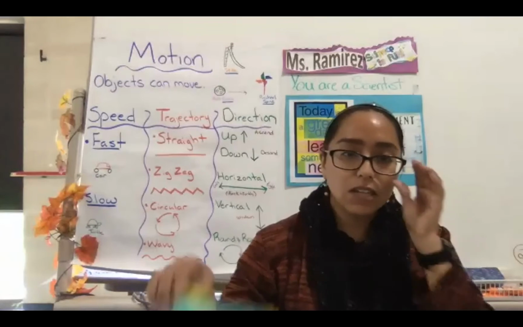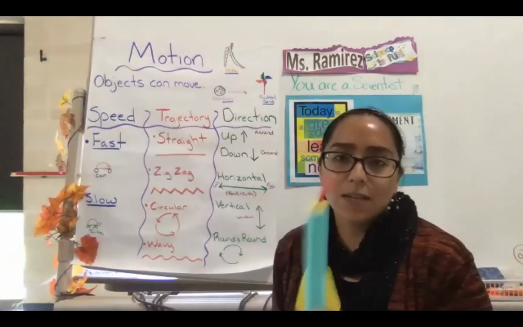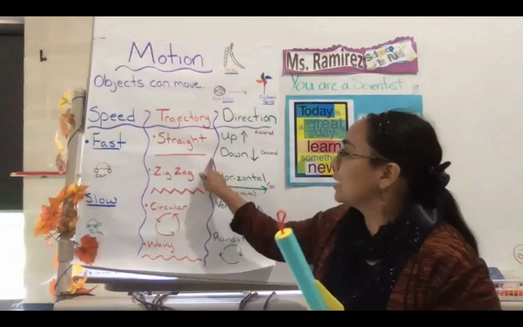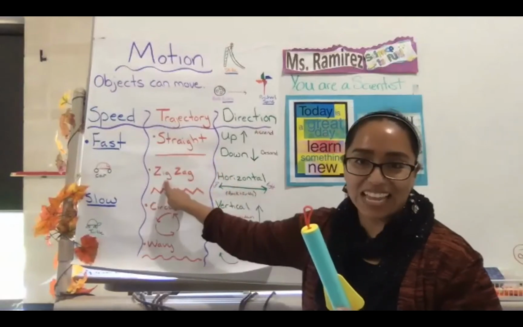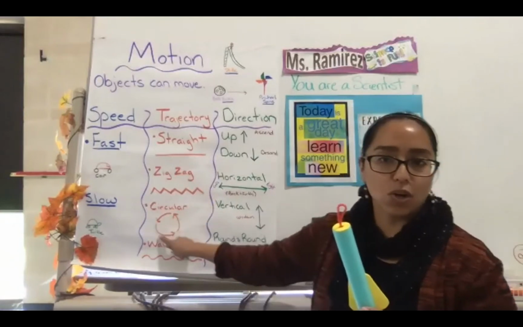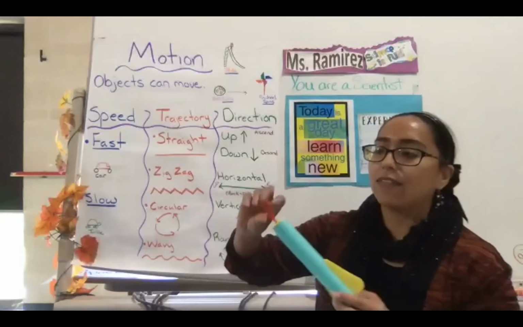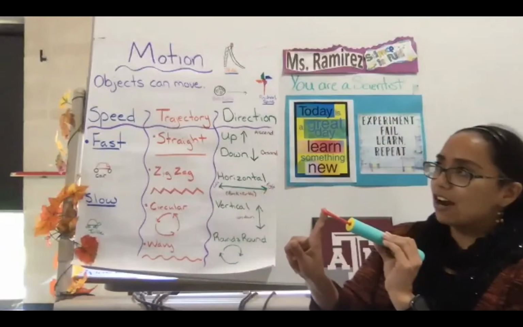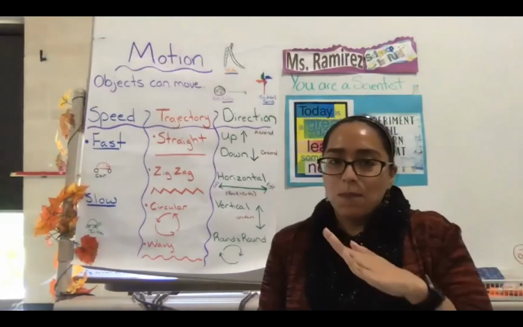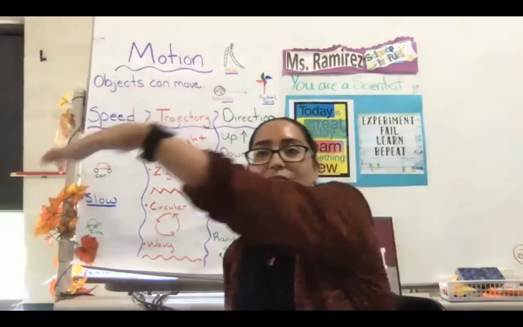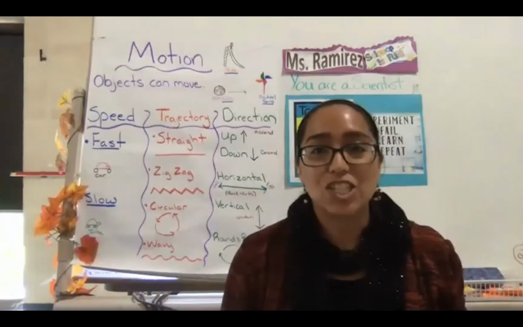Let's take a look with our little rocket here. I'm going to fling it into the air. Think about its trajectory. Do you think it's going to go in a straight line? Do you think it's going to go in a zigzag? Do you think it's going to go in a circular path? Or do you think it's going to go in a wavy path? I'm going to go ahead and shoot it in the air. I know you're not going to be able to see it go all the way, but it went straight up and then it went straight down. That is its path or trajectory.